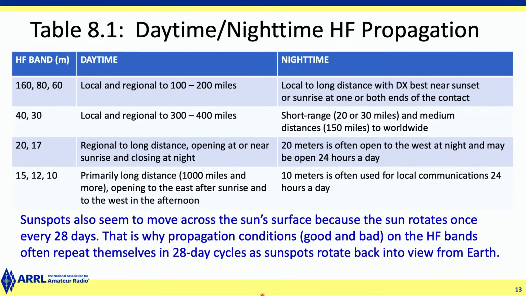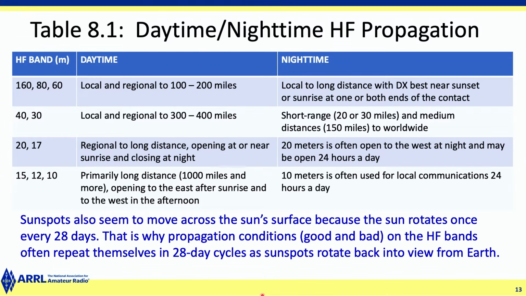The other thing for us to remember is that the sunspots rotate around the surface of the sun. The sun rotates around its own axis every 28 days. We rotate around our axis in 24 hours. For the sun, it takes 28 days. So every 28 days, the number of sunspots that are facing us is going to tend to repeat.